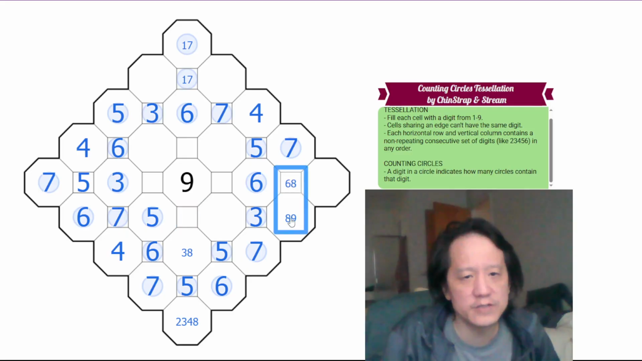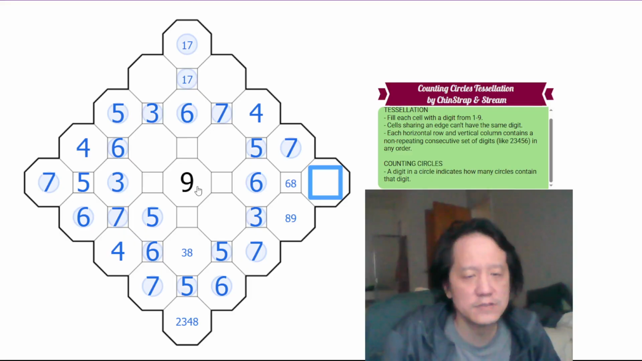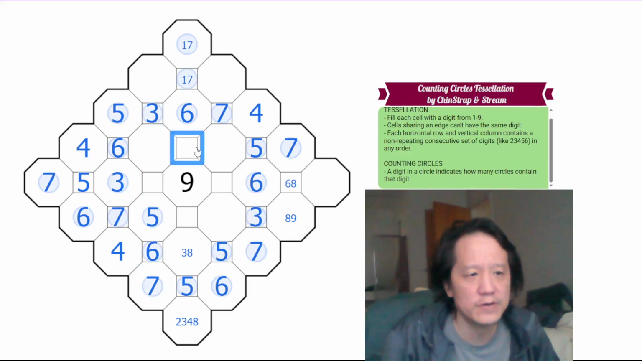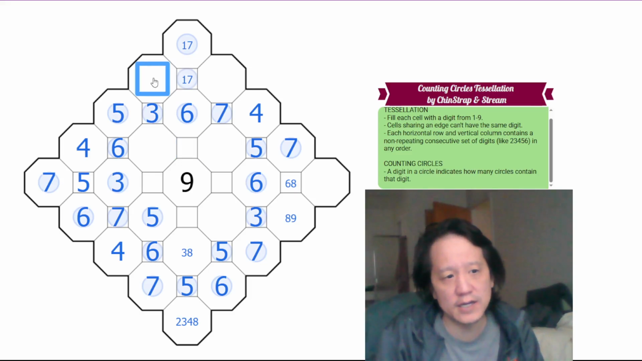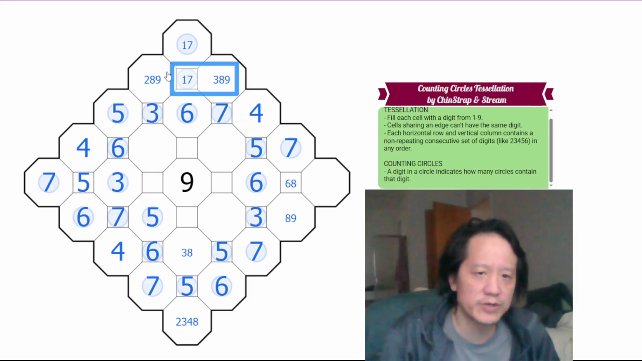One of these has to be 8, so this cannot be 8. We need a 4 somewhere. So this is 1 or 7. If it's 7, it cannot be with 6, so it would have to be with 8 and 9. If it's 1, it has to be with 2 and 3, so this would be 2 and that would be 3. So those are the possibilities there.